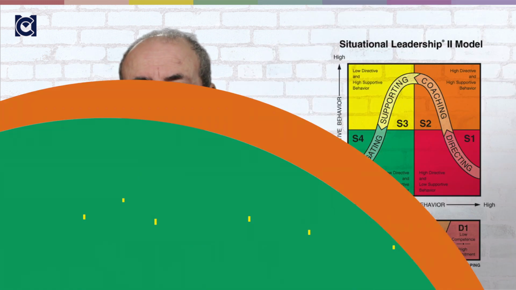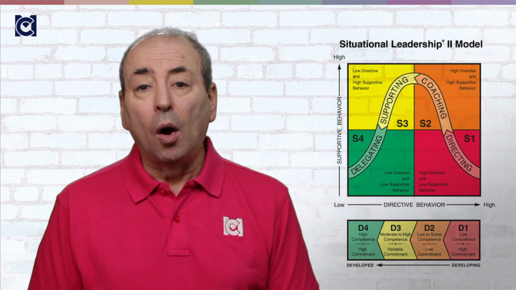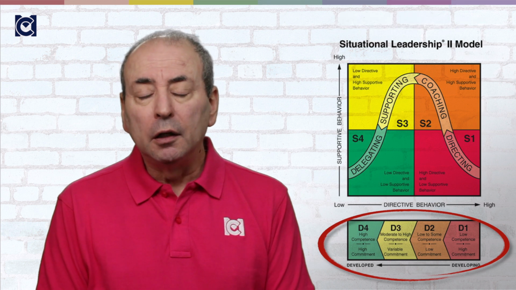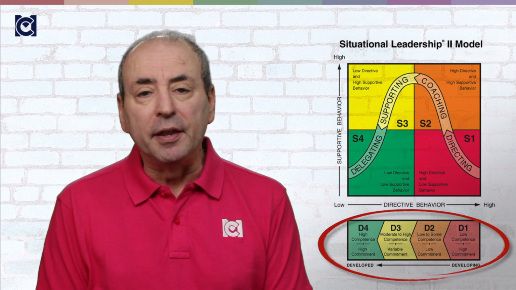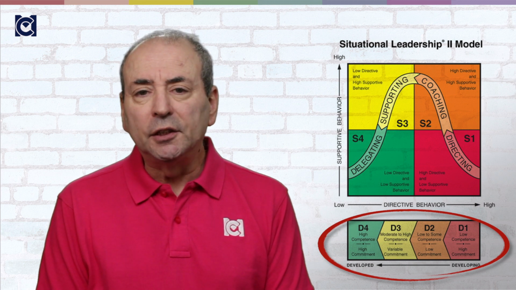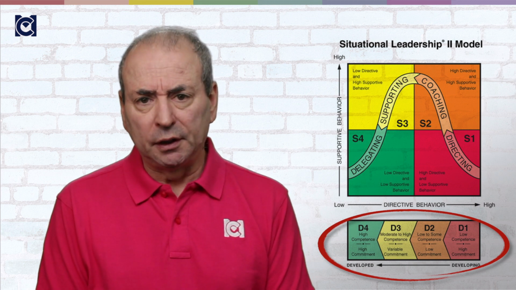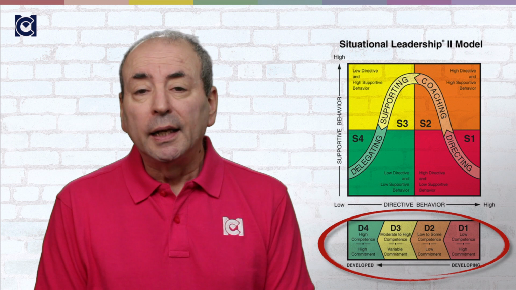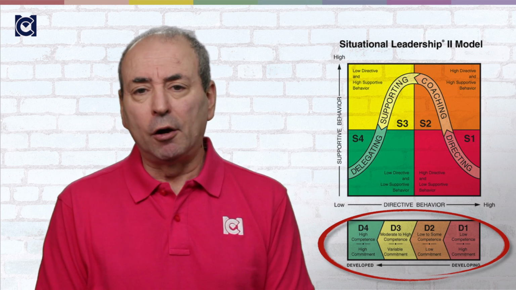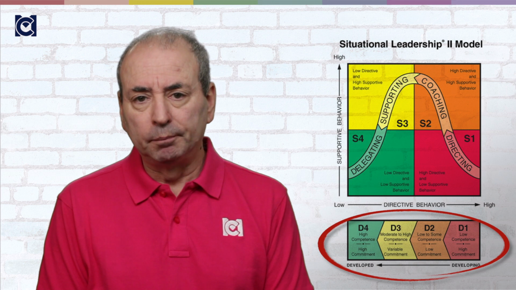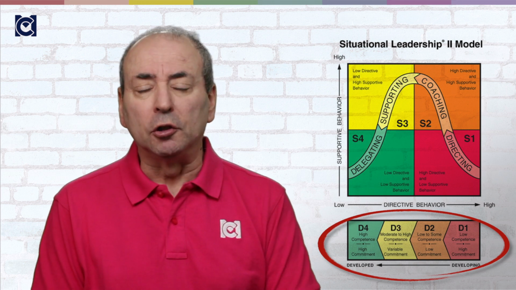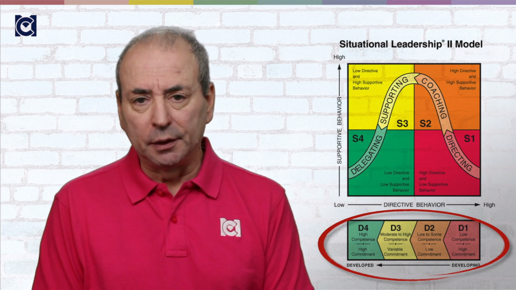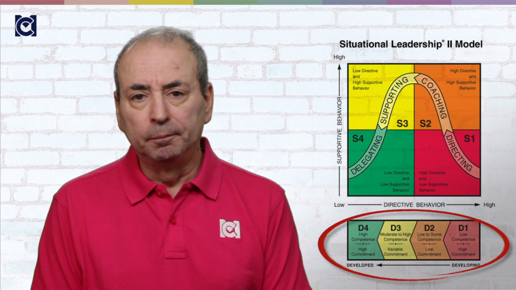Ken Blanchard's SL2. This model starts with 4 increasing follower development levels. D1, low competence, high commitment, the enthusiastic beginner. D2, low to some competence, low commitment, the disillusioned learner. D3, moderate to high competence, variable commitment, the capable but cautious contributor. And D4, high competence, high commitment, the self-reliant achiever.